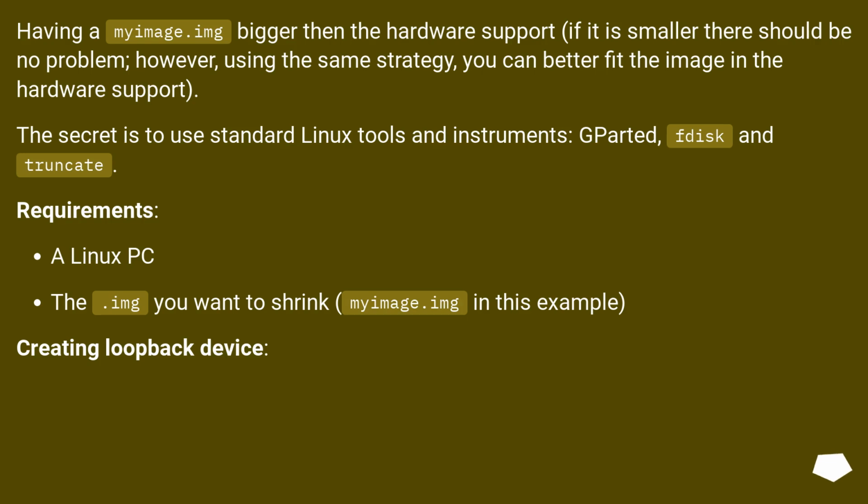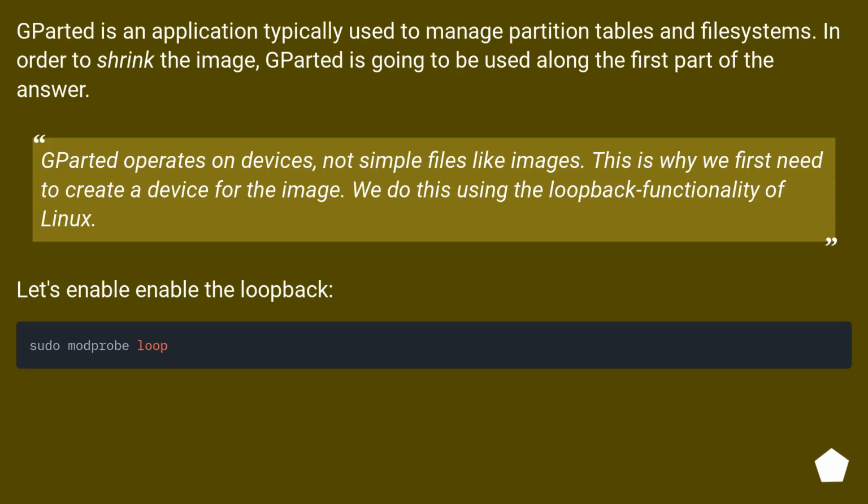Creating a loopback device. Parted is an application typically used to manage partition tables and file systems. In order to shrink the image, parted is going to be used along the first part of the answer. Parted operates on devices, not simple files like images. This is why we first need to create a device for the image. We do this using the loopback functionality of Linux. Let's enable the loopback.